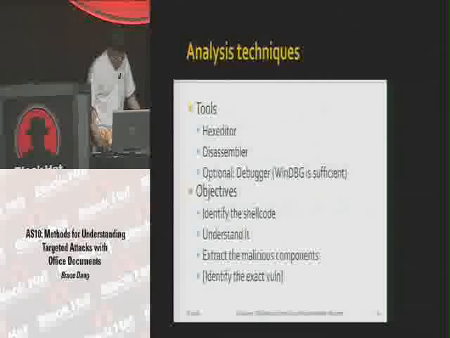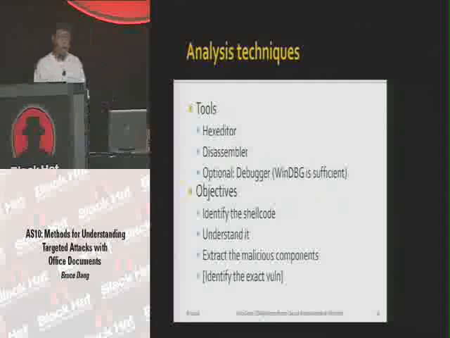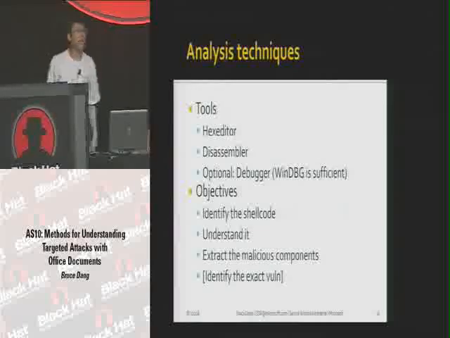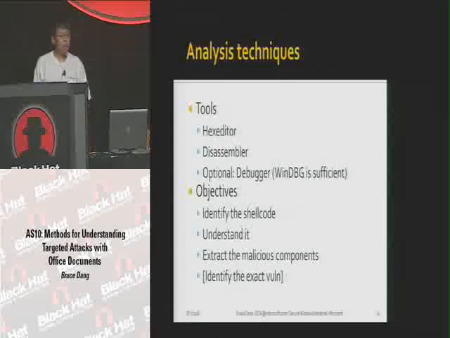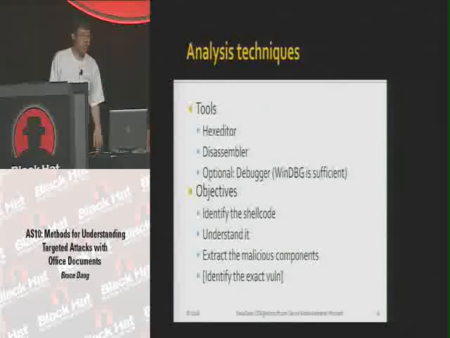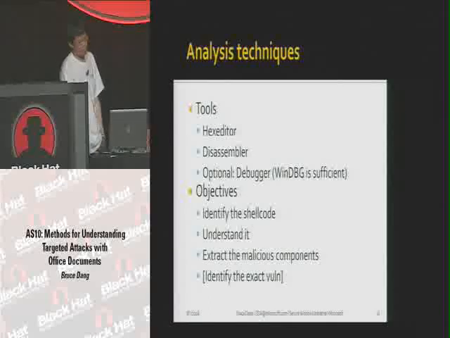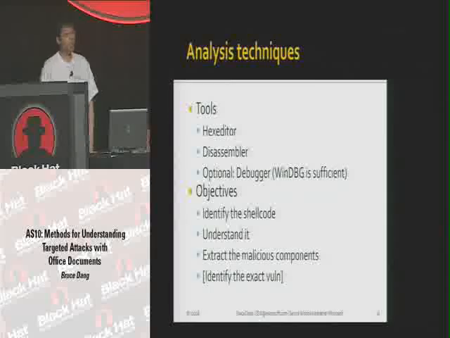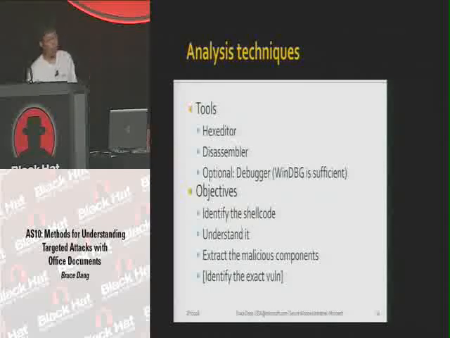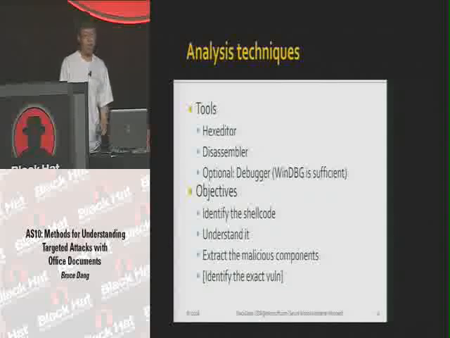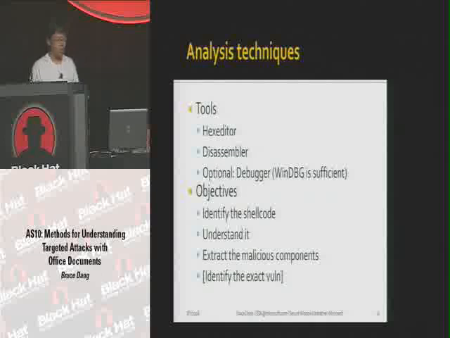So, all right. For analysis, what kind of tools do you need to analyze these things? Obviously, this is not an exe file, so you can't use a debugger to open it up. So the tools you need are very simple. You need a hex editor, a disassembler, and optionally a debugger. You can use WinDBG or OllyDBG. It doesn't matter which one. I prefer WinDBG because it has some pretty convenient commands that you'll need to use later.